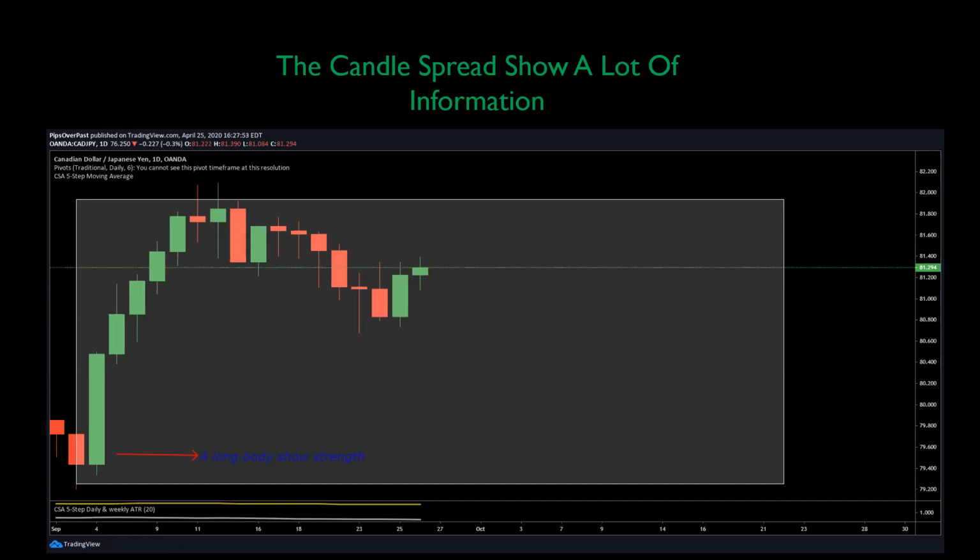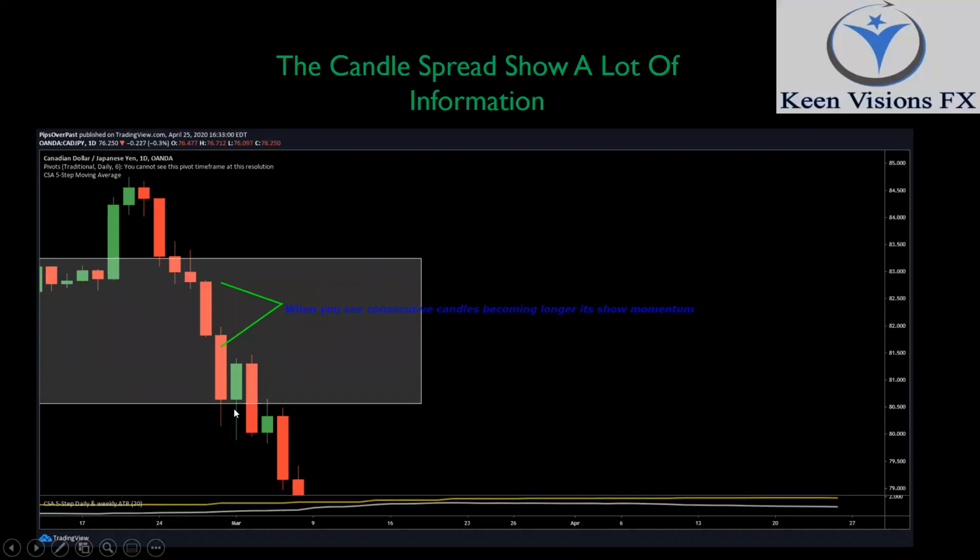Now, the candle spread does show us a lot of information. We see a long body here, it does generally show us strength in that actual candle. Now, when we see consecutive candles becoming longer, it shows an actual momentum. So we may have momentum coming to the downside here.